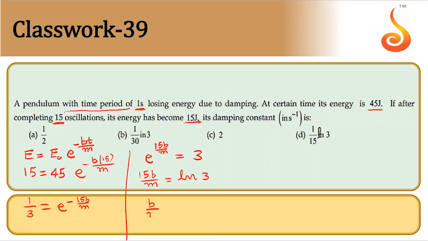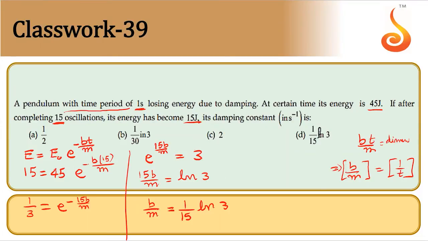Now b by m is 1 by 15 ln 3. See, bt by m should be dimensionless, which implies b by m should have dimensions of 1 by t. Correct? This should be dimensionless. So damping constant, what they are asking is in per second, so it should be b by m only, that is 1 by 15 ln 3. That is option D.